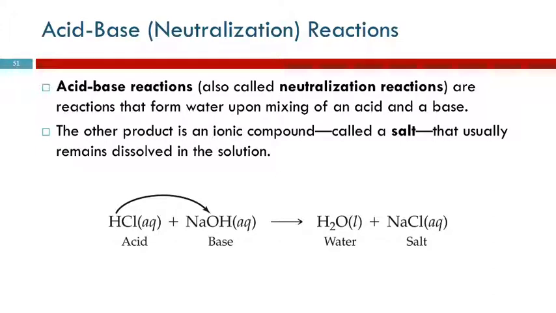So in an acid-base reaction, we have an acid mixing with a base, and they neutralize each other, and the product is water and an ionic compound. Salt is actually a generic word for any soluble ionic compound. So the acid hydrochloric acid reacting with sodium hydroxide forms water and sodium chloride. Acid plus base makes water and salt.